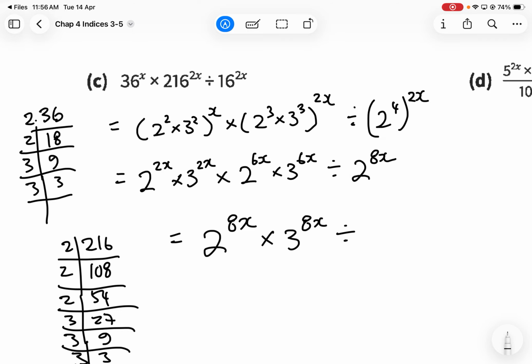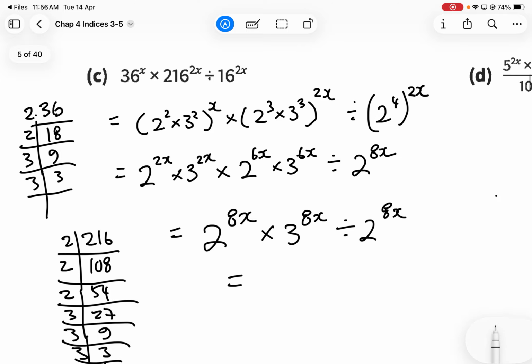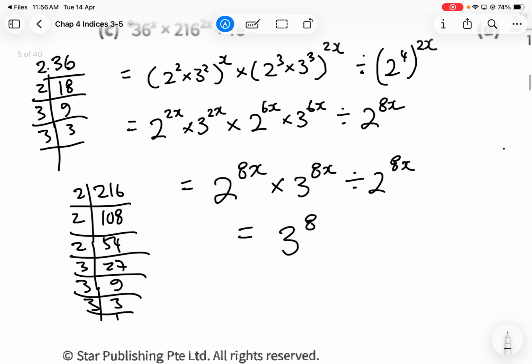Then after that, I still have a 2, 8x. So this time round, when I group my base 2, 2 8x divided by 2 8x, they are the same number. So 8x minus 8x is 0. Or 2 8x divided by 2 8x, any number divided by itself also become 1. So meaning, in the end, I'll just be left with 3 to the power of 8x. Answer.